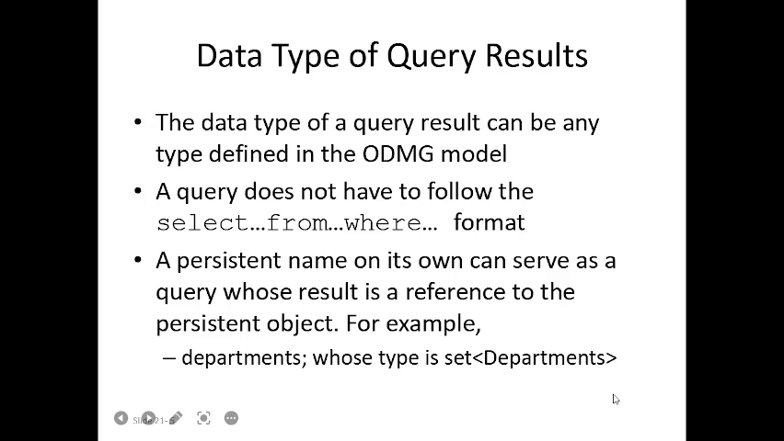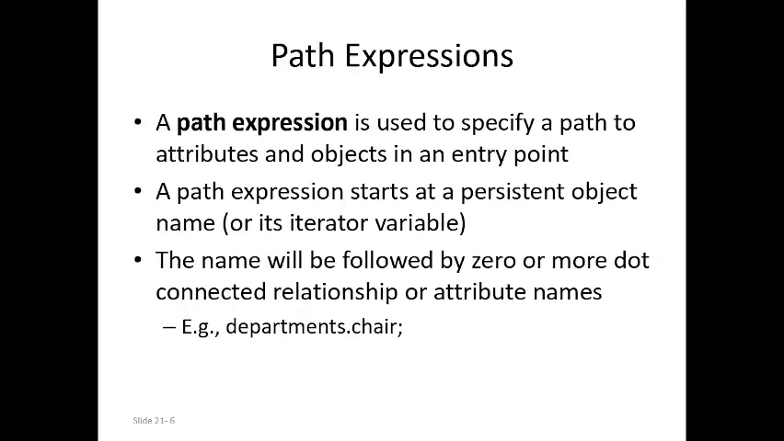Similarly, suppose we have a persistent name CS_department to a single department object, the computer science department. Then the query CS_department returns a reference to that individual object of type department. And once an entry point is specified, the concept of a path expression can be used to specify a path to return attributes and objects. A path expression typically starts at a persistent object name or at a variable that ranges over individual objects in a collection. This name will be followed by zero or more relationship names or attribute names connected using the dot notation.